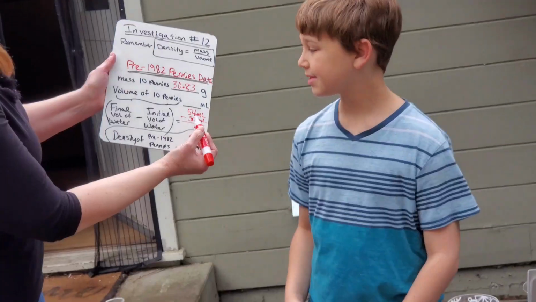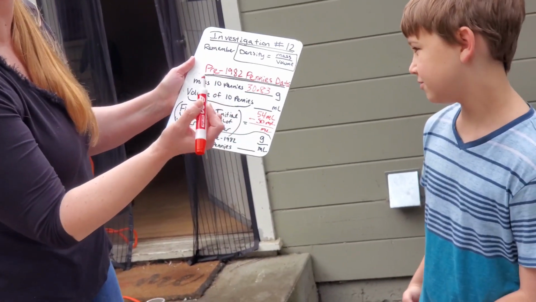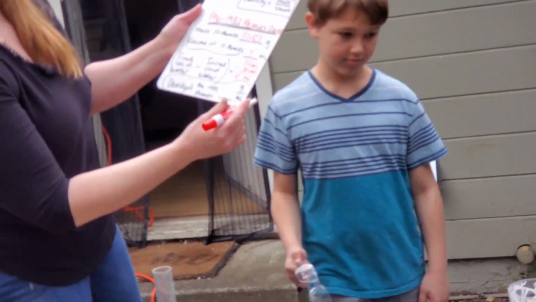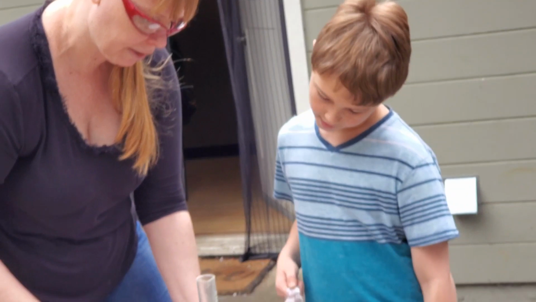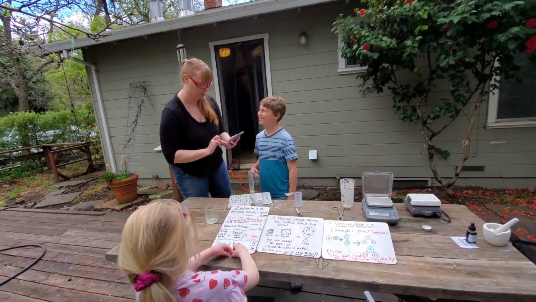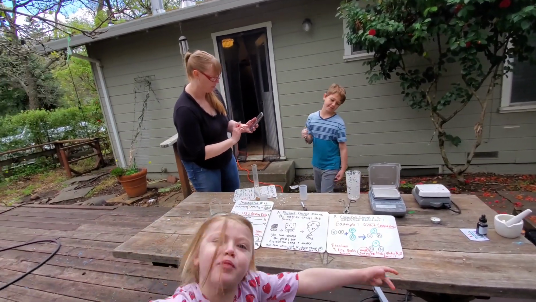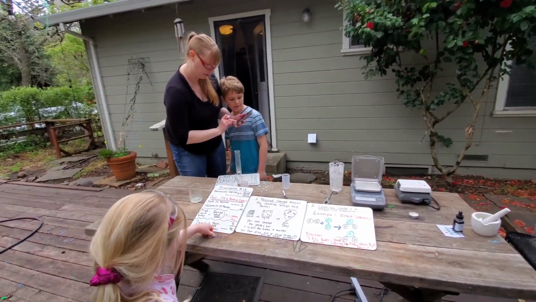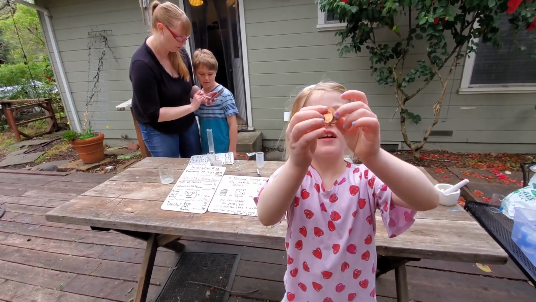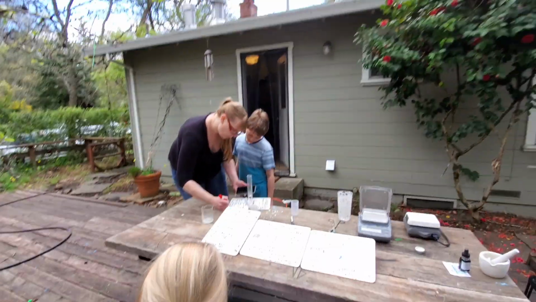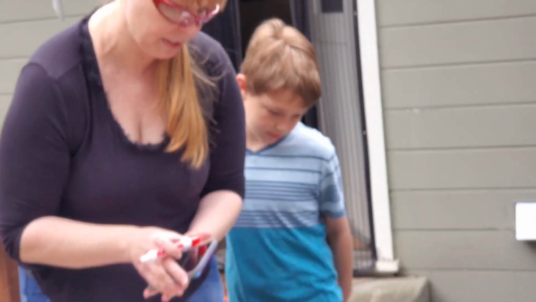milliliters. So what's 54 milliliters minus 50? It's 4 milliliters. So we gotta do density: 30.83 divided by 4. Let's do the math real quick on that. So let's get our calculators out. 30.83 divided by 4 is 7.7, which is fine for the density of that.